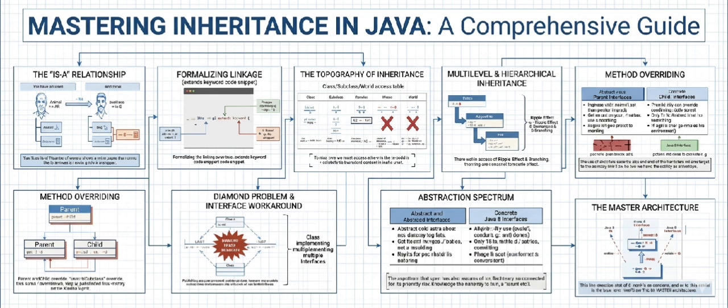So, how do we formalize this? We use the extends keyword. The syntax is simple. Class Child extends Parent. That one word, extends, unlocks the entire library of the parent class.